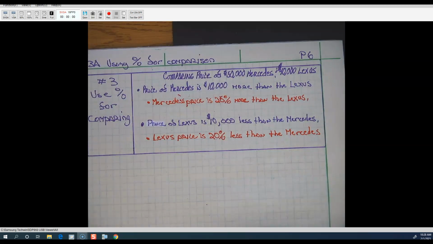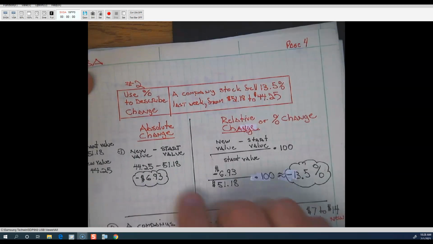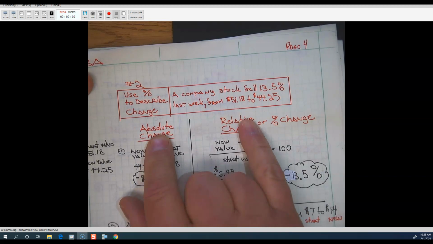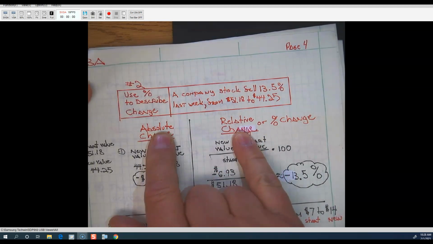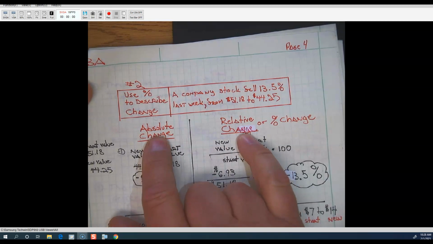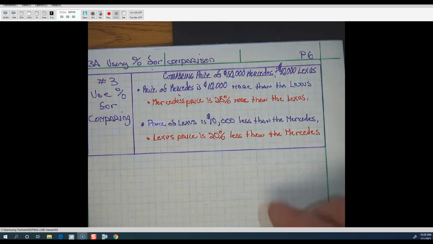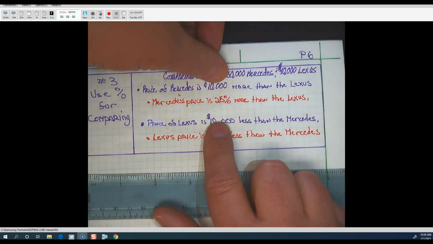All right, there's two formulas that we're using. And they look a lot like what we did last week. The only difference is we're not dealing with change in price. We're comparing two prices. So we're going to call these two rules. One is going to be called the absolute difference, and the other one is going to be called the relative difference. Okay, so the absolute difference is how we got the $10,000.